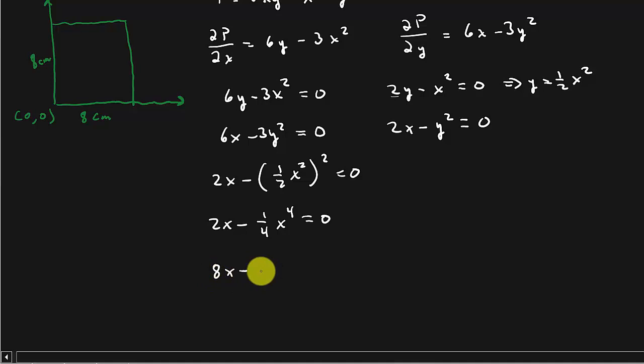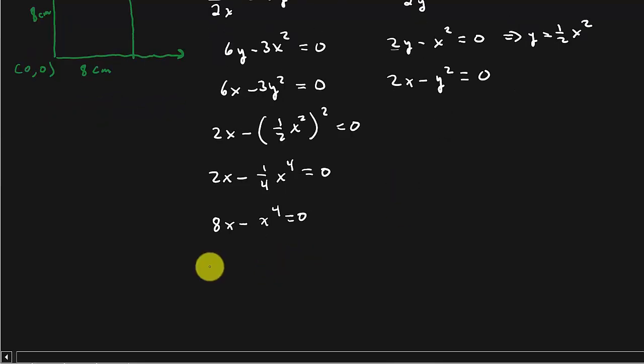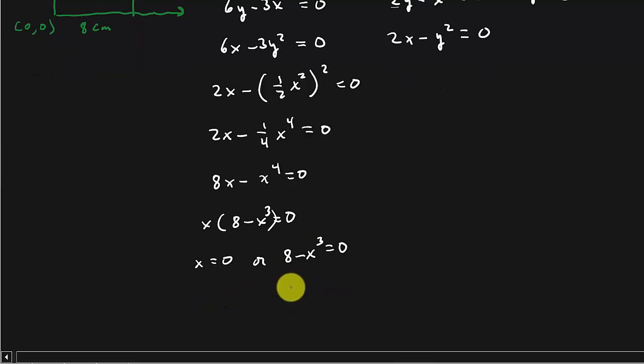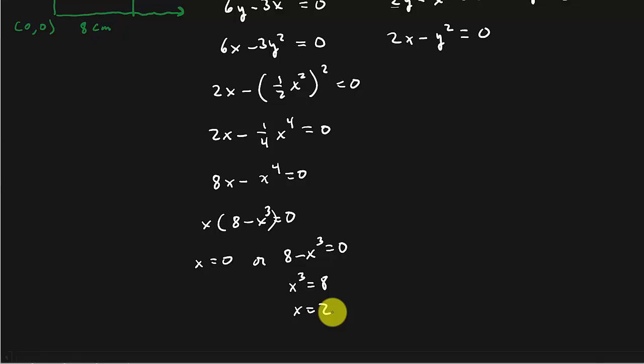8x minus x to the fourth equals 0. Factor out an x, that's 8 minus x cubed equals 0. And then x equals 0, or 8 minus x cubed equals 0. And so here I get x cubed equals 8, x equals 2. All right, so it looks like I'm going to have two different points to look at.